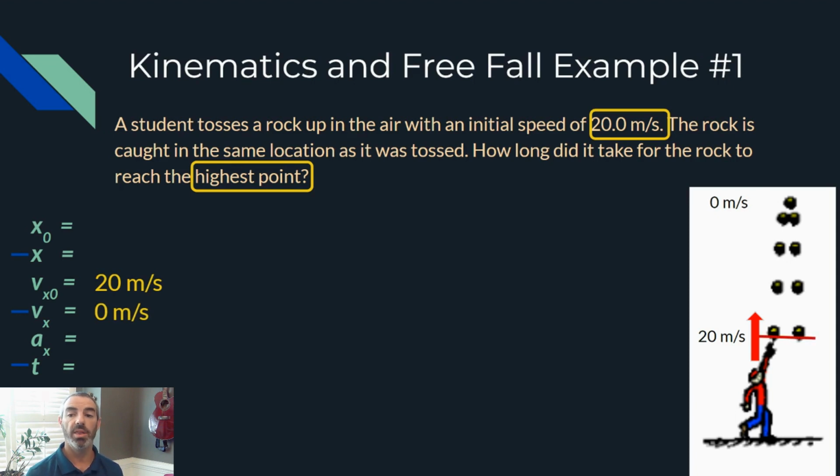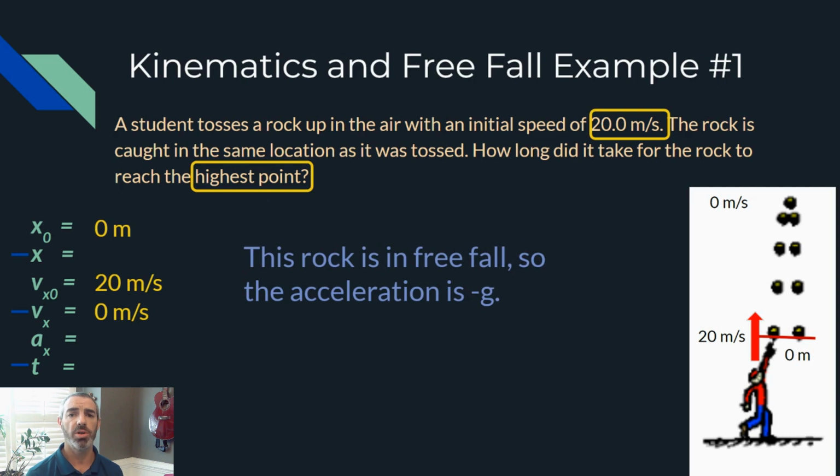We're going to define the bottom of the flight path to be 0, where the student launches the rock. That's a position of 0. We could define 0 anywhere, but it's the lowest point for the rock. So we're going to define that as 0. That's our initial position. The rock is in free fall, which means that the acceleration is negative g.